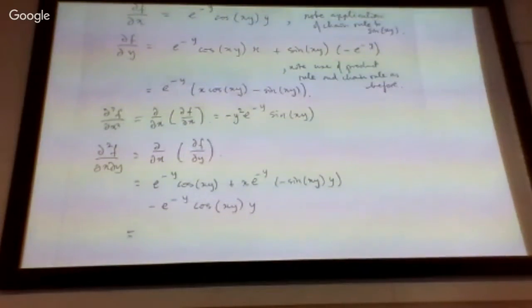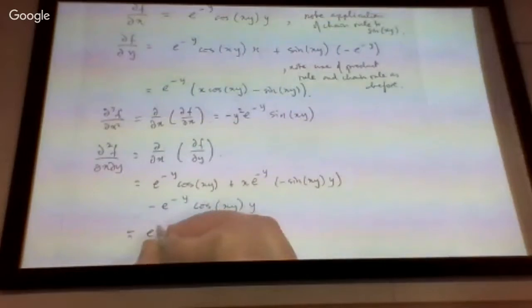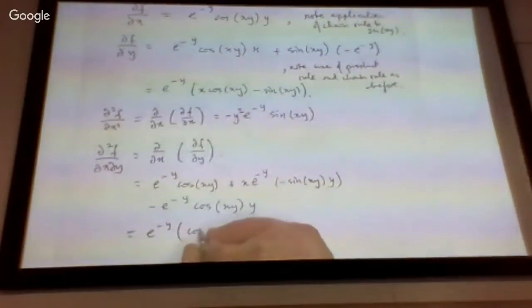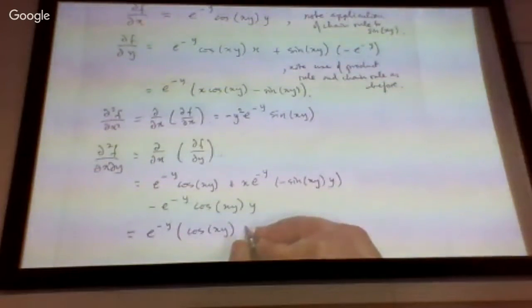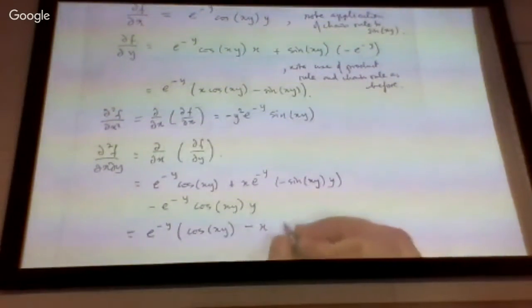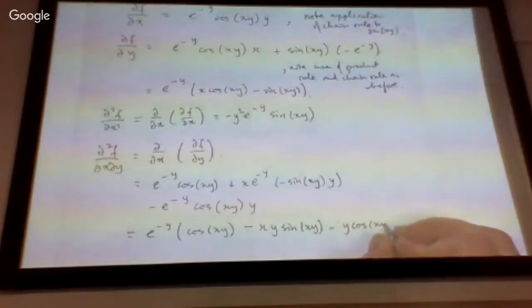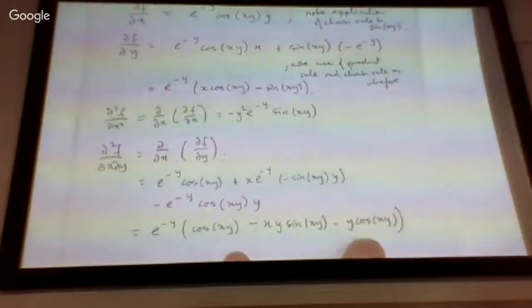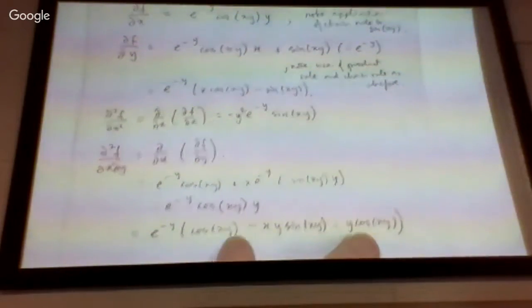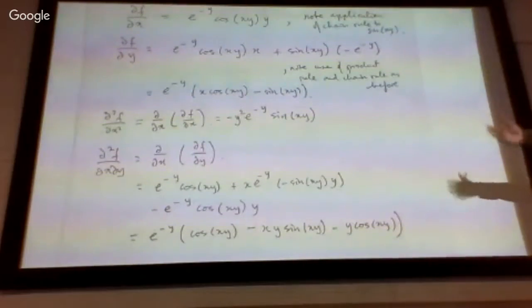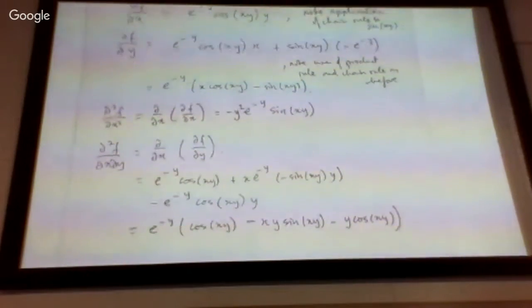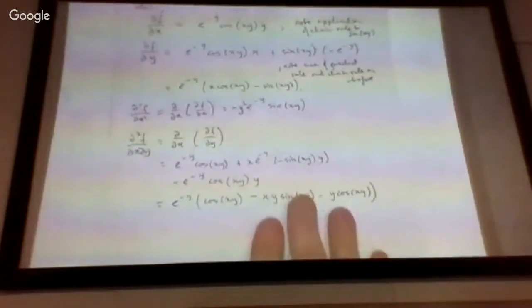The only thing then to do might be to tidy it up by taking out any common factors you can see. The only common factor that's in all of them is the e to the minus y again. And that would leave me with cosine of xy minus x times y times the sine of xy minus y times the cosine of xy. I guess you could factorize out the cosine xy out of those two terms and write it as 1 minus y times the cosine of xy, but I think we've done that enough. Tidied it up a bit.